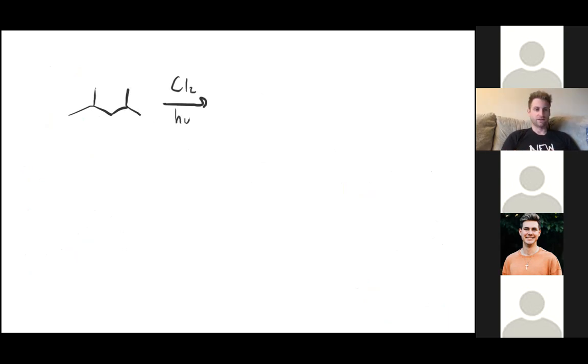We're in Cl2 and light. I'm just going to go through and just kind of identify what kind of centers we have. We have these primary centers here, one secondary in the middle, two tertiaries. This molecule has a lot of symmetry to it. Yellow really doesn't show up well. Go in red.